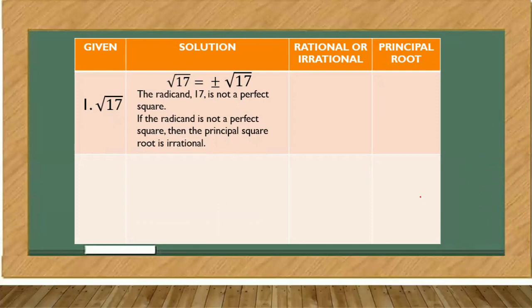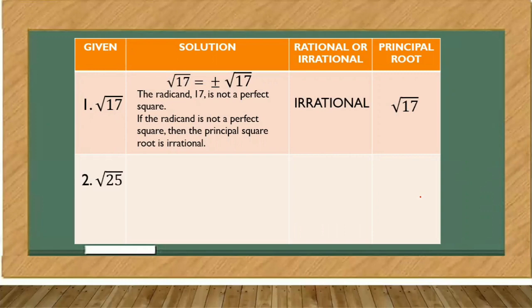The radicand 17 is not a perfect square. Again, kapag hindi siya perfect square, it means that is what? Siya ay irrational. Alright? Kapag hindi siya perfect square, siya ay irrational. And then, ang kanyang principal root is yung given number. Alright? So, that is square root of 17. Kapag irrational, walang perfect square, hindi siya perfect square, and then ang principal square root niya, yung given number. Alright? So, that is another given.